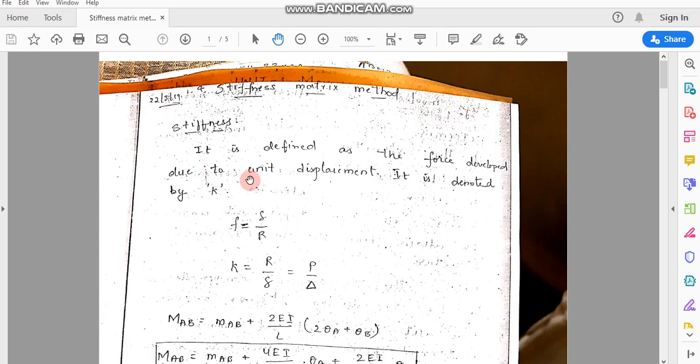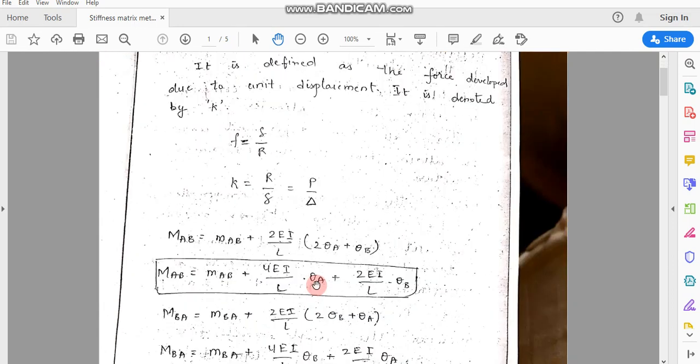Okay, so it is defined as the force developed due to unit displacement. It is denoted by K, whereas flexibility was denoted by small f. Flexibility is deflection per unit reaction, whereas stiffness is reaction per deflection. It is nothing but P by delta. Okay, so here we know this equation.